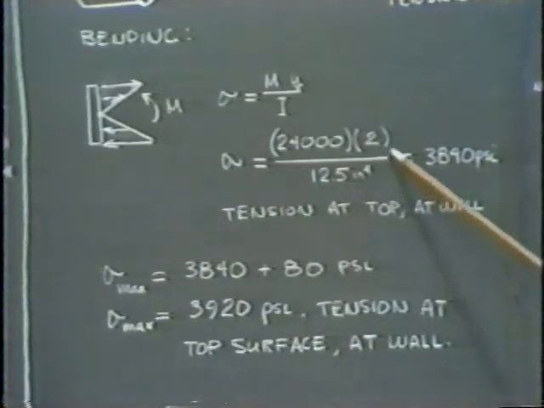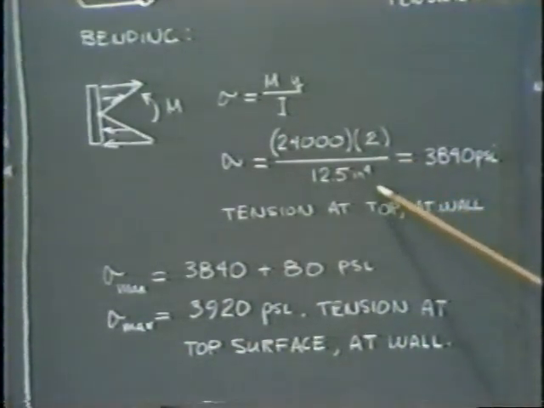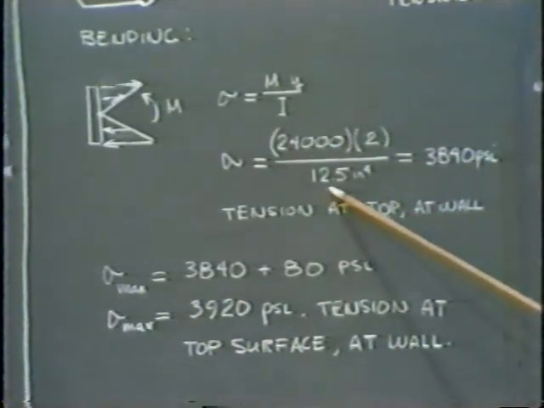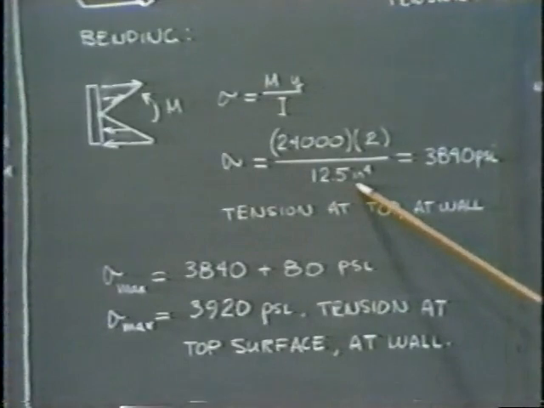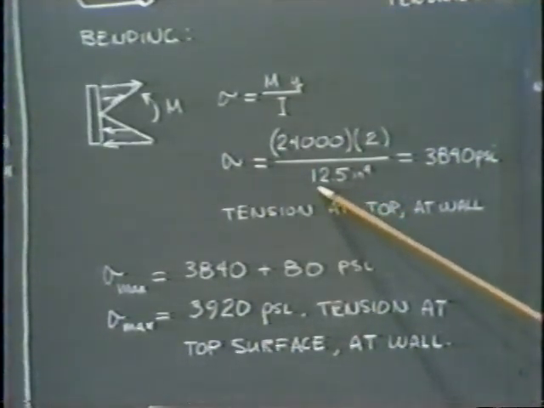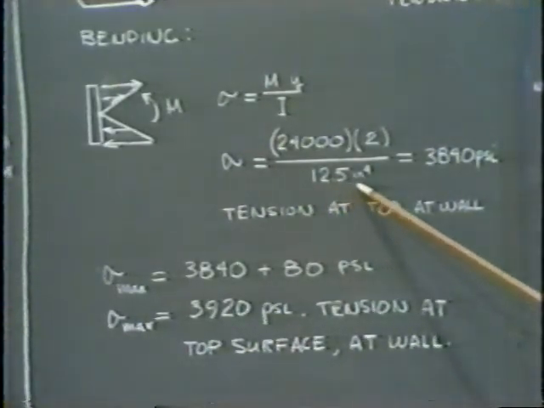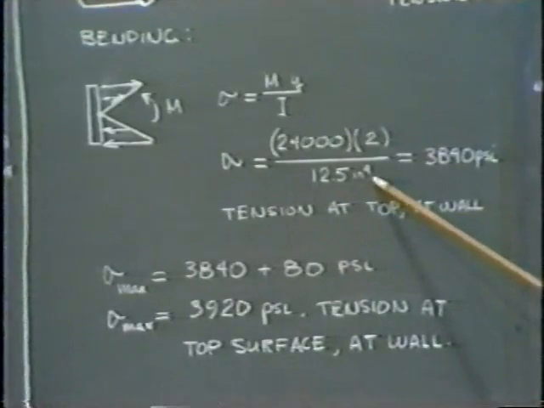The distance Y is 2 inches from the neutral surface to the very topmost part of the beam. I, we found, was 12.5 inches to the fourth. My example here, simply by coincidence, has the same number for I as cross-sectional area, 12.5. But I'll distinguish this by carrying its units, inches to the fourth.